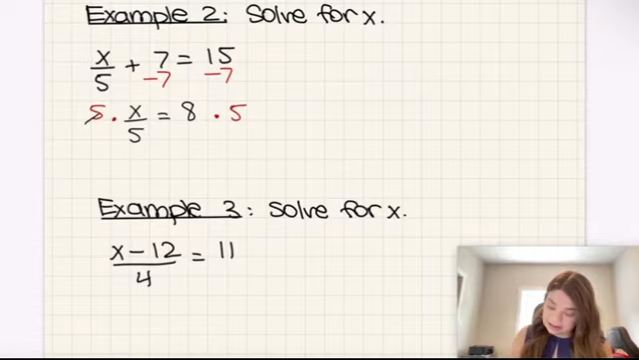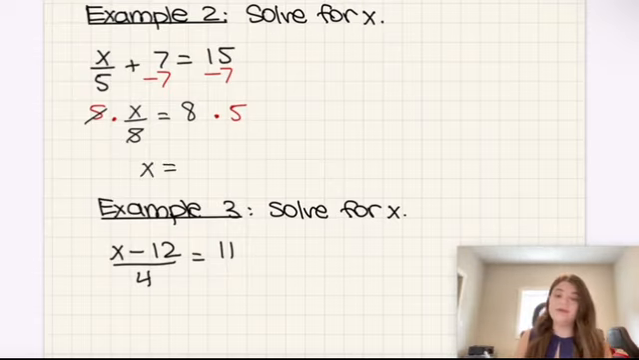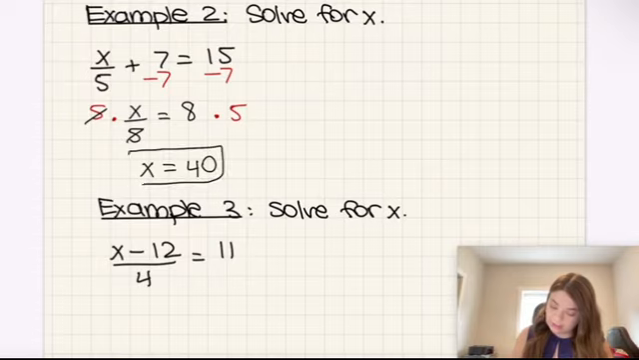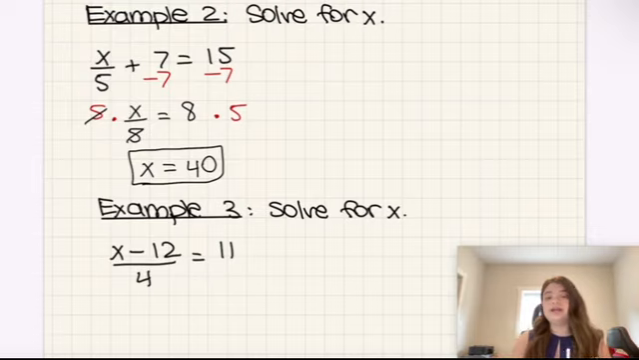Then what happens is these 5's cancel out, and we just have x is equal to 8 times 5, and that's going to equal 40. So x is equal to 40. And by the way, you can always also check your answers. Let's say that you're not so sure if it's really 40. Maybe you're skeptical. Is that really the correct answer?